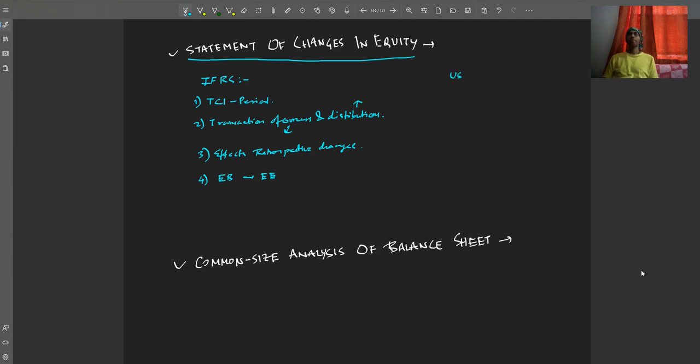Coming to US GAAP, they require an analysis of changes of each of the components. That is component of equity.